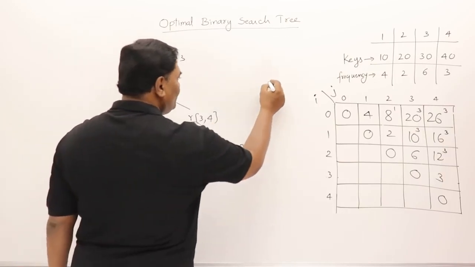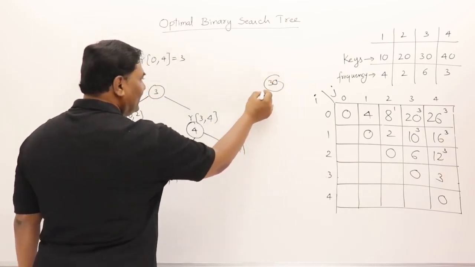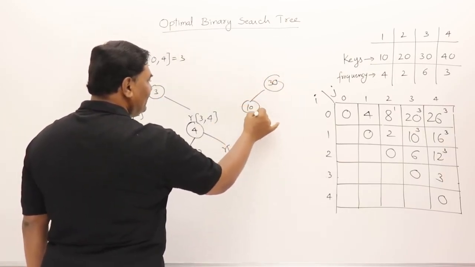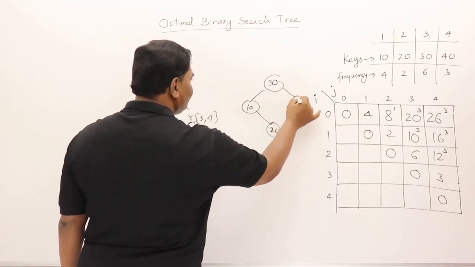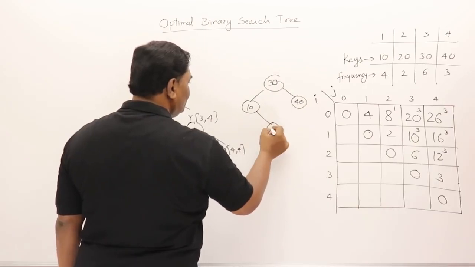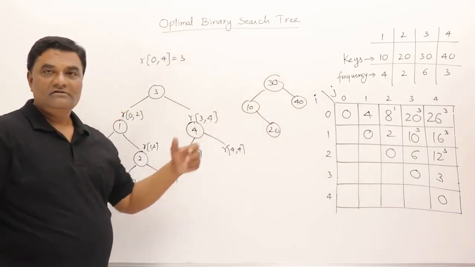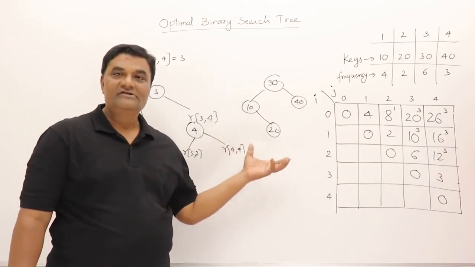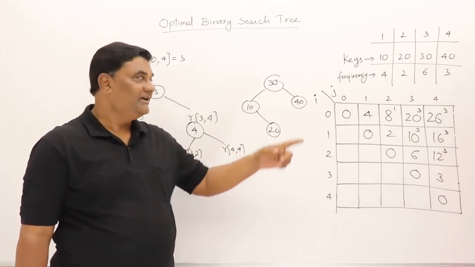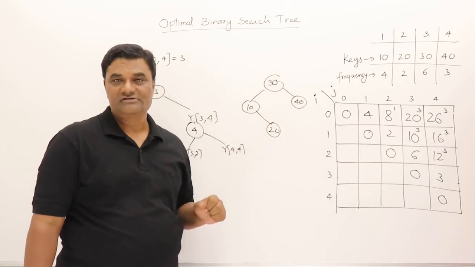So who should be the root? 30 should be the root. And the left hand side should be 10. The right side of this one should be 20. And the right side of the root is 40. That's it. This is the optimal binary search tree. For this, the cost of searching will be minimum based on their frequency of search.